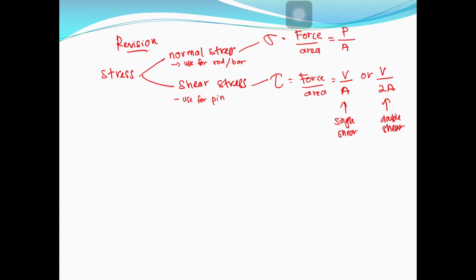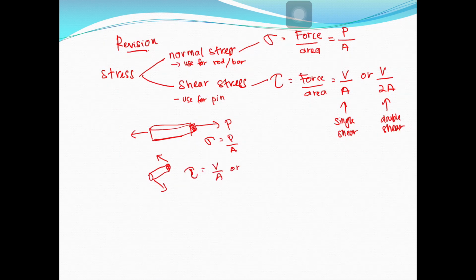So you have force over area. Let's say you have this bar. You have load in this way, P. So this is the area. Sigma is P over A. Or you have a pin, so you have load in this way. So this is the area. Tau is V over A or V over 2A. This is V.